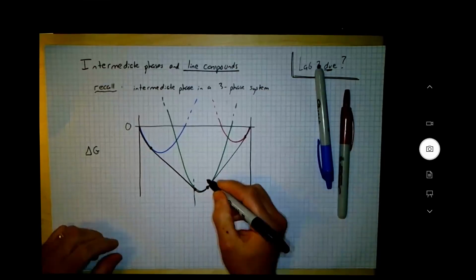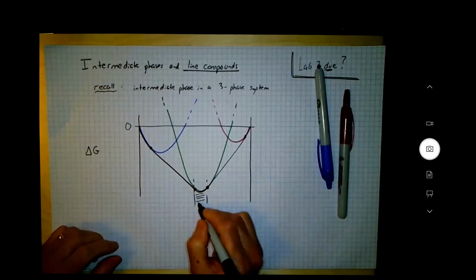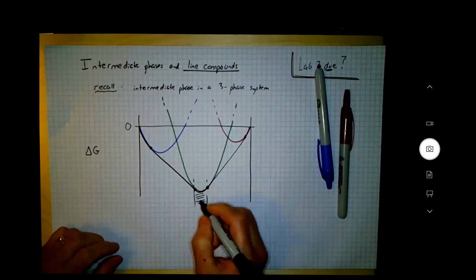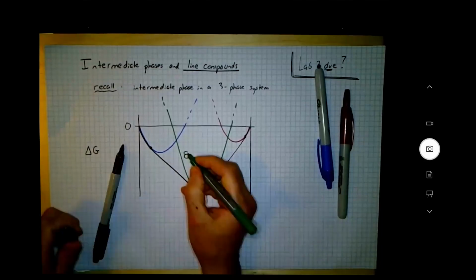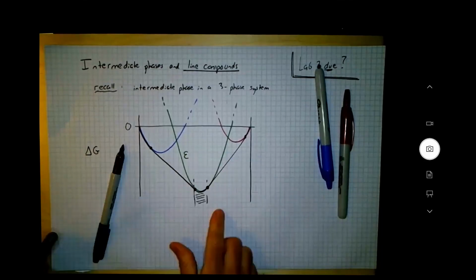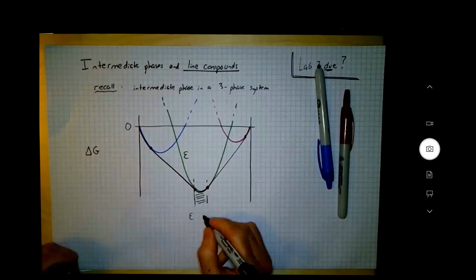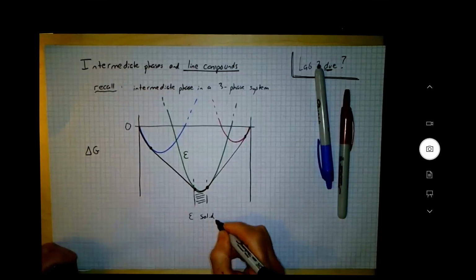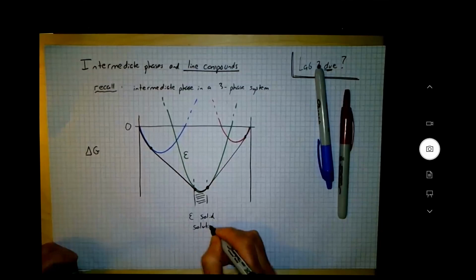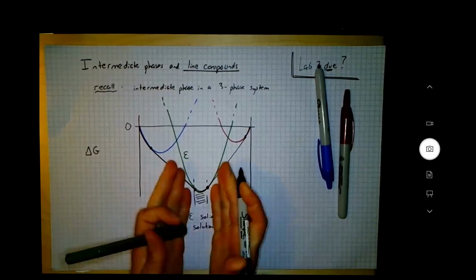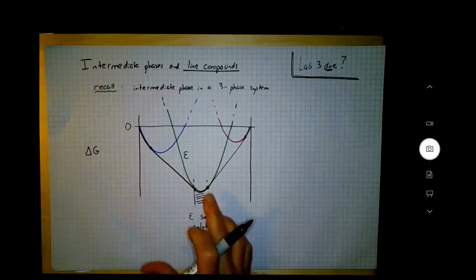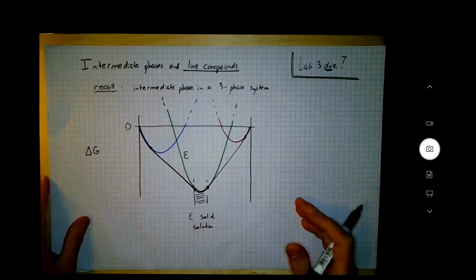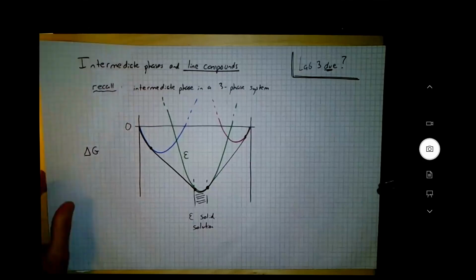And I want to remind really just about this region here. I didn't label its phase. Let's call this phase epsilon. This region of composition was an epsilon solid solution. So there's a finite range over which you have a solid solution. That is, the epsilon phase has variable composition within a range. Okay.